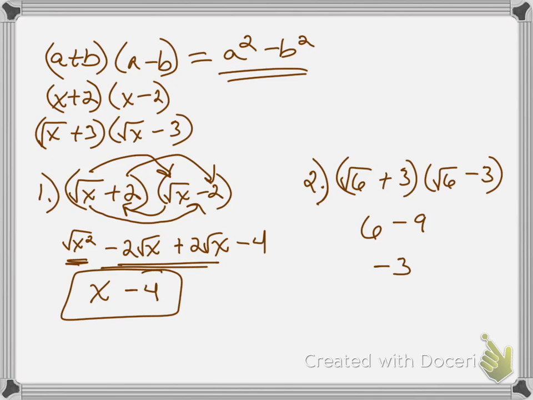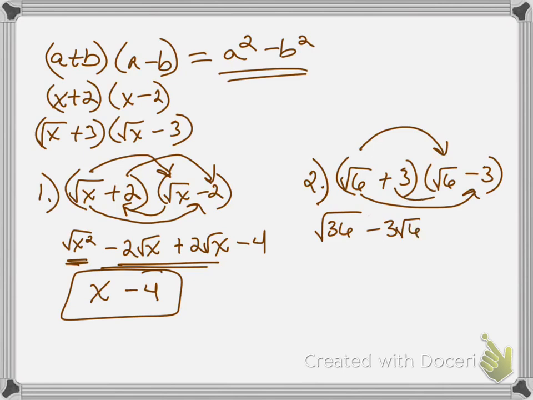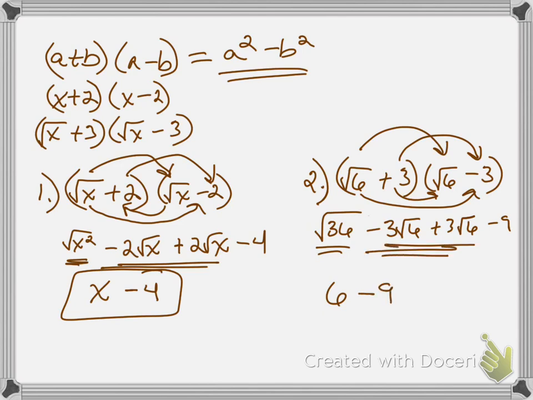Now, for those who need to see the actual work, that's no problem. Let's see the actual work, right? The square root of 6 times the square root of 6 is the square root of 36, right? That's your first. Your outer, you get negative 3 square root of 6. Your inner, you get positive 3 square root of 6. And your last, you get negative 9, right? The square root of 36 gives us 6. The inner and outer terms cancel out, minus 9. So again, you end up with negative 3.